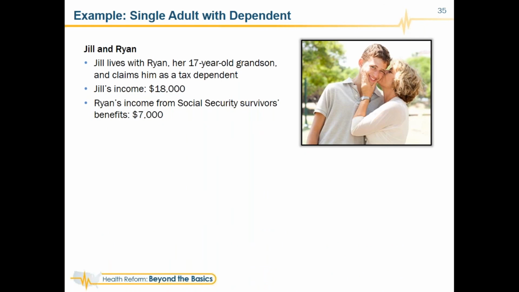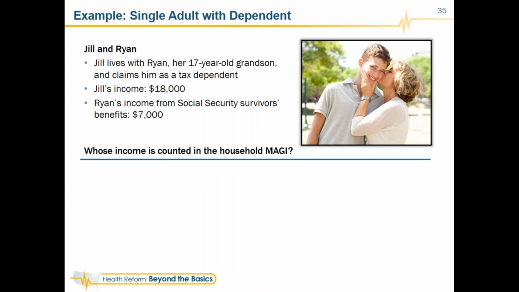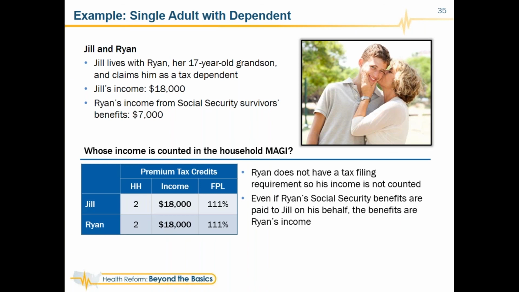So let's look at an example of this. This is Jill and Ryan. Ryan lives with Jill. Ryan is her 17-year-old grandson, and Jill claims him as a tax dependent. Jill's income is $18,000. Ryan has income from Social Security survivors benefits of $7,000. And so the question is, whose income is counted in the household's MAGI? Well, here, remember that our definition of household income is the MAGI of the tax filer and dependents who are required to file a tax return.